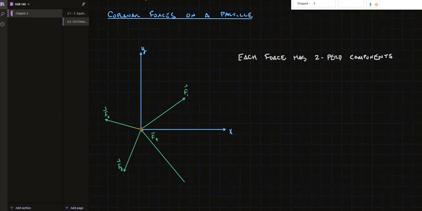For example, F1, we've got this X component, and then we've got the Y component. Again, for F2, you have an X component and a Y component. For F3, a different X component and a Y component.